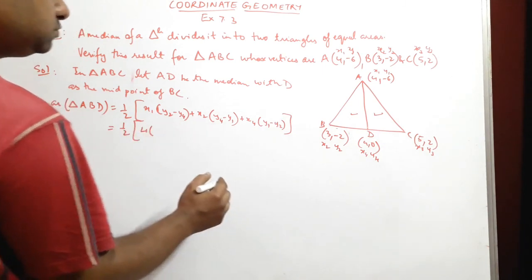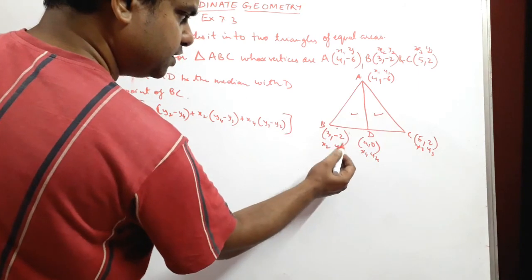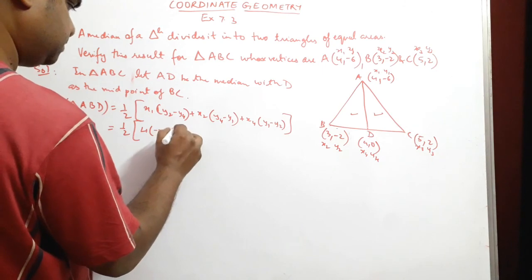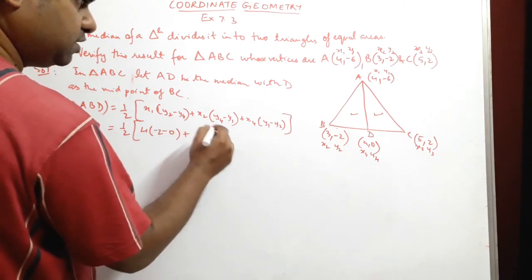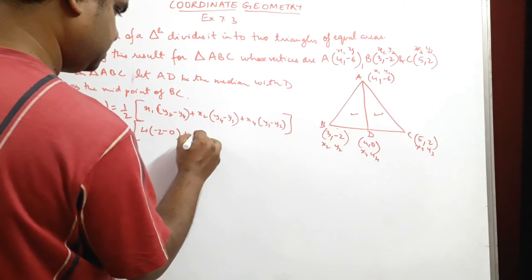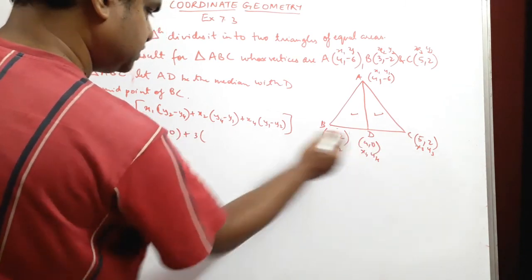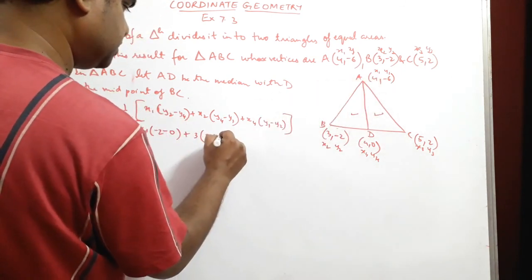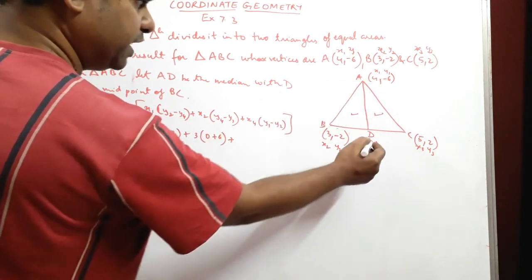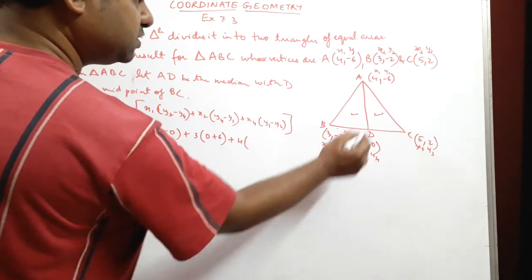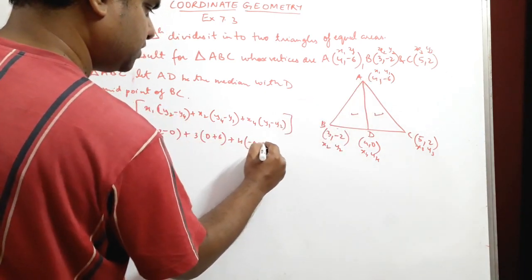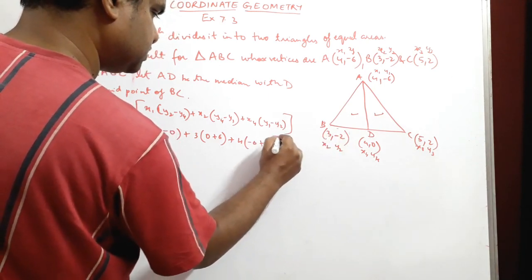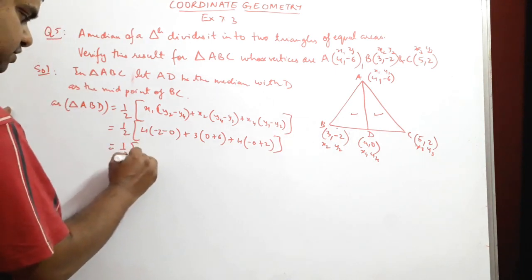y2 is here, minus 2, minus y4, which is 0, plus x2, which is 3, and y4, which is 0, minus y1, which is minus 6, so that will become positive 6, close the bracket, plus x4, which is 4, y1, which is minus 6, minus y2, which is negative 2, so that will become positive 2, close the brackets, and let's see what we get.